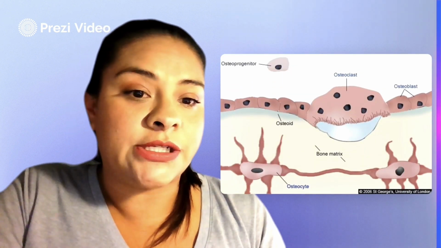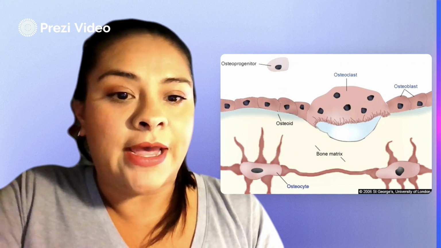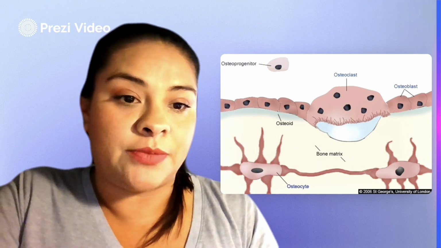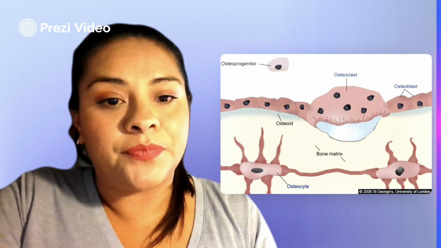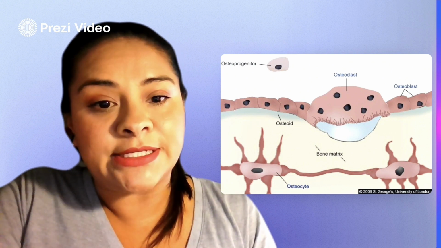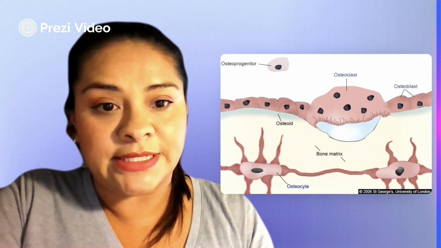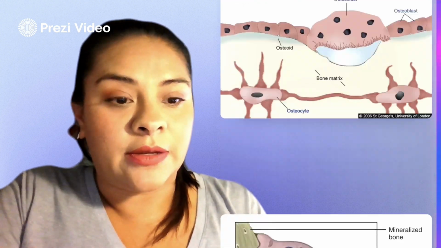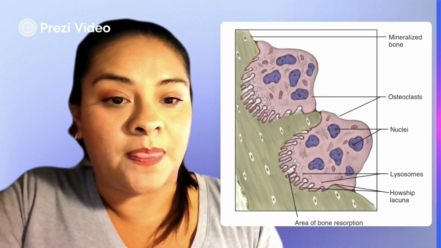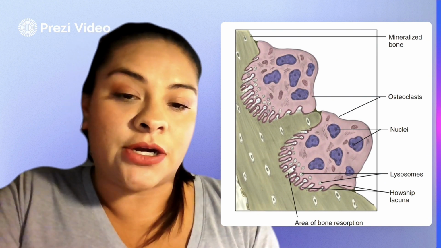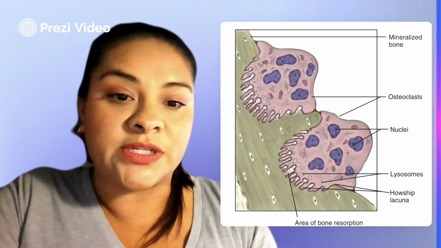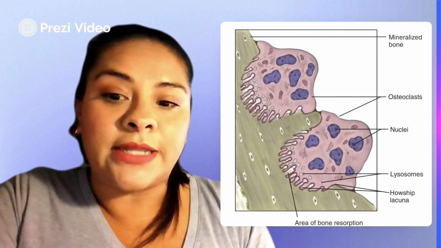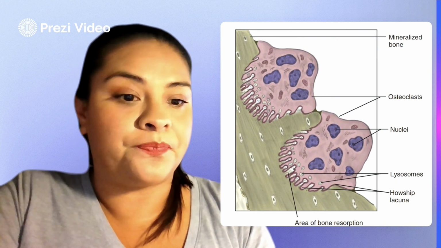So here you can see the osteoblasts are on the surface of the bone, and the osteocytes are trapped within the osteoblasts. So once the osteocyte is fully mineralized, then it is considered the osteoblast. Here you can see the osteoclast. The osteoclasts are cells that are responsible for breaking down bone and allow remodeling and repairing of bone.